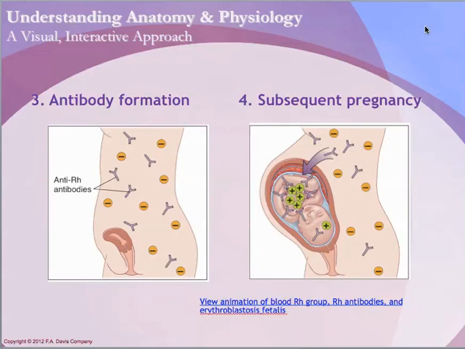What we do to prevent this is when we test the mother and the mother is Rh negative and we know she's having an Rh positive baby, she's treated with RhoGAM, which is a way that we prevent the body from forming these anti-Rh antibodies. Okay, so we do have a way to prevent this and treat this.